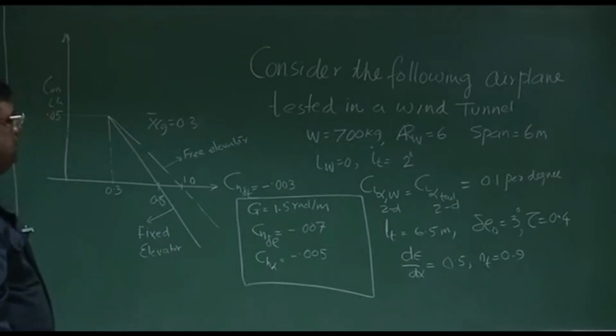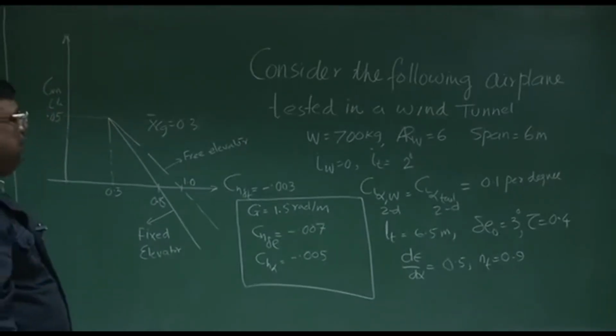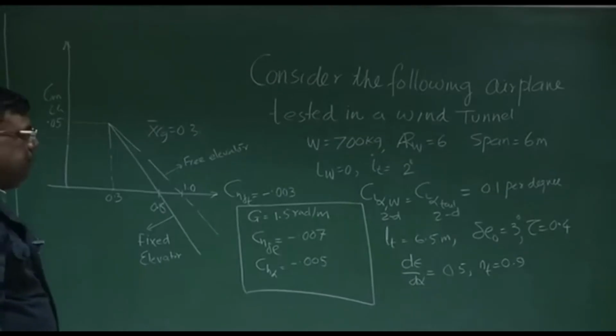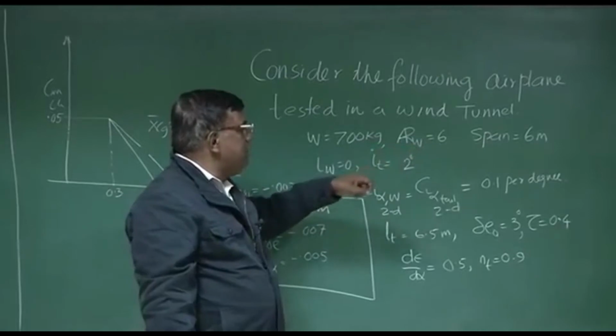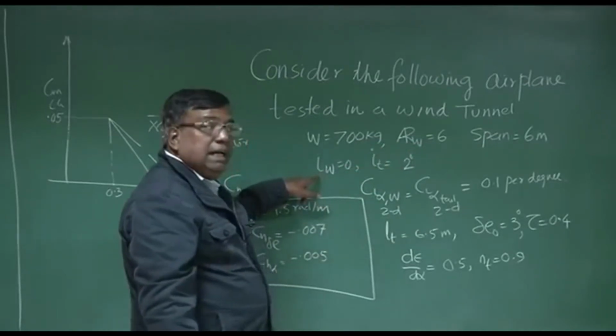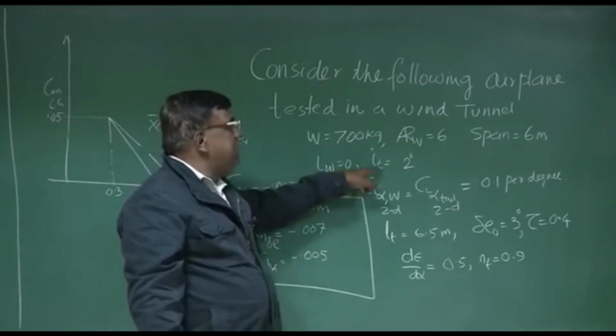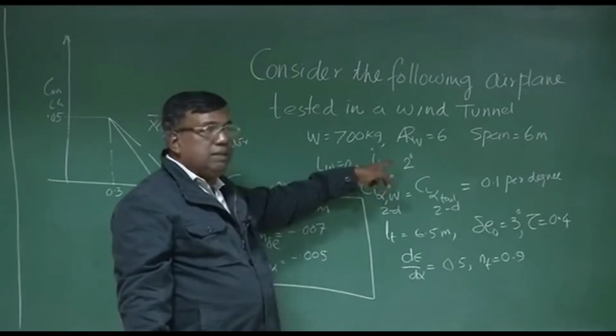What is given is the weight of the airplane is 700 kg. Then the aspect ratio of the wing is 6. Span of the wing is 6 meter. Wing setting angle iW is 0. iT is 2 degree. Tail setting angle is plus 2 degree, right?